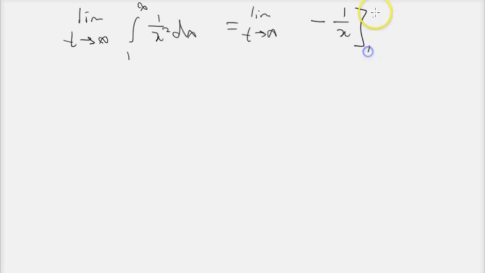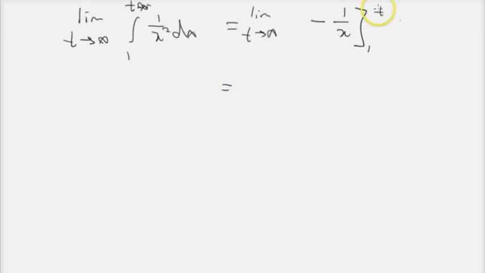Okay, so we're going to write out the limit as t approaches infinity of the integral between 1 and t of 1 over x squared dx, and we can think of this 1 over x squared as x to the negative 2. When we integrate that, we have to carry over our limit. We're going to get negative 1 over x between 1 and t. I'm sorry, I put the infinity there. That's supposed to be a t.